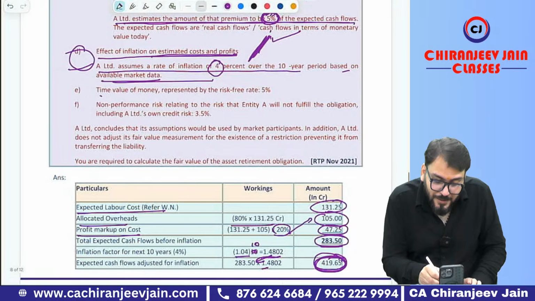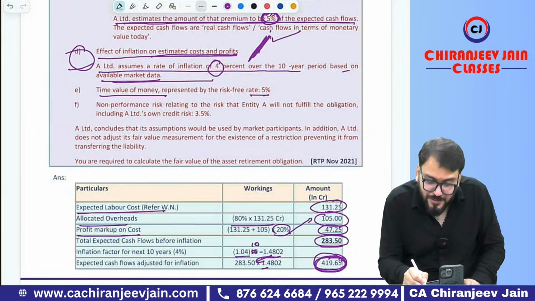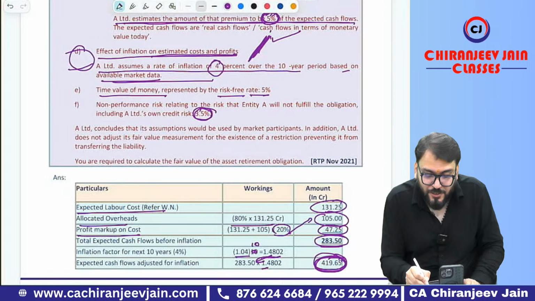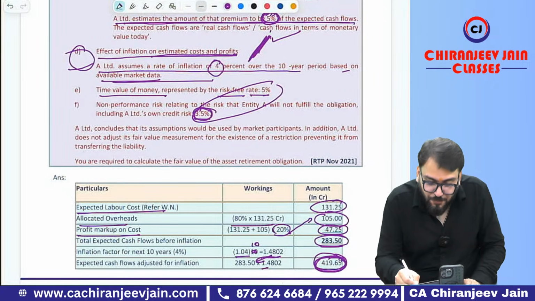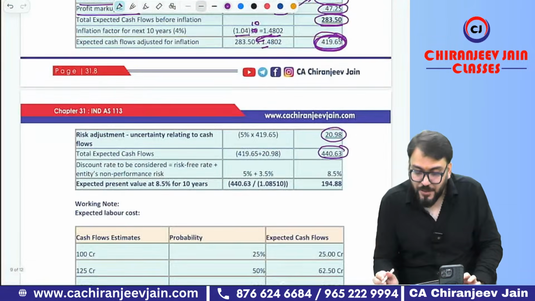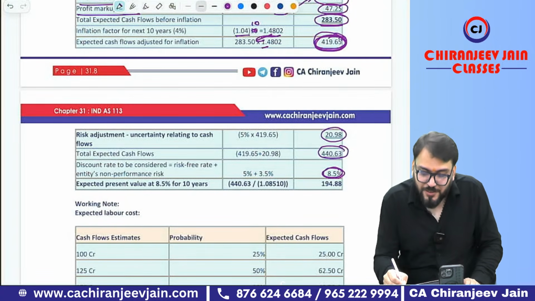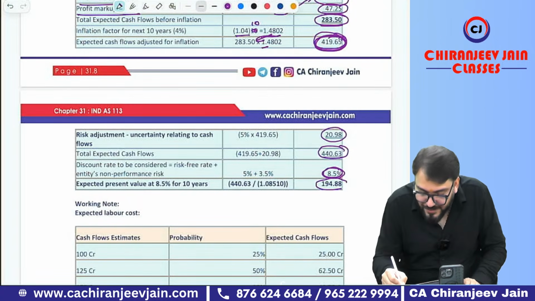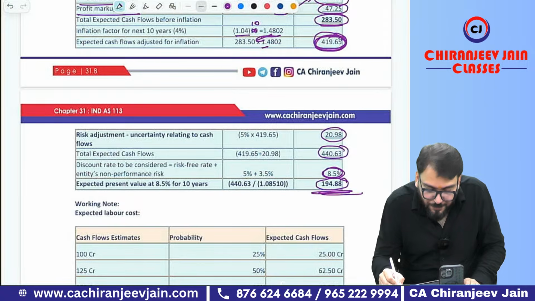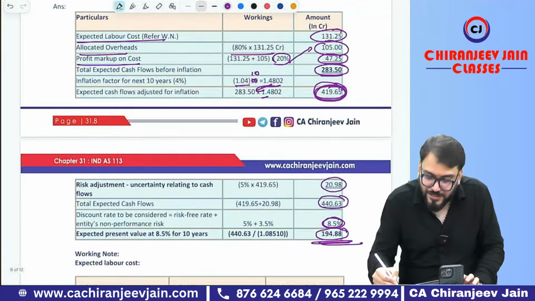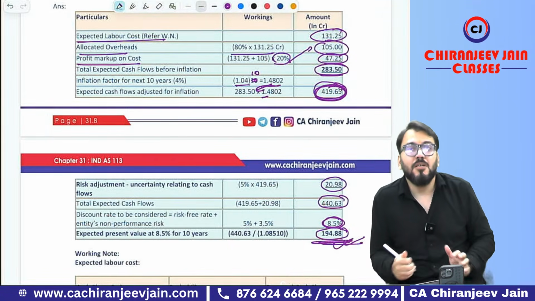Now they have given the time value of money as 5% risk free, but we need to use the adjusted risk factor also, 3.5%. So 8.5% becomes the discount rate. Now they have calculated the discount rate at 8.5% for 10 years. Then calculate present value. This becomes the expected present value, which means this becomes your decommissioning liability fair value. Understood?